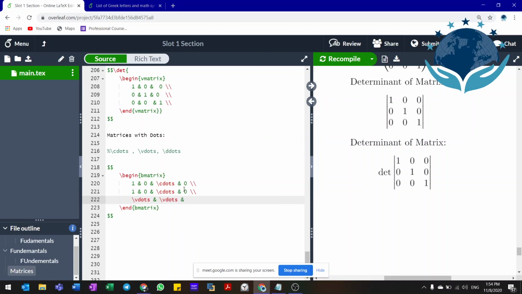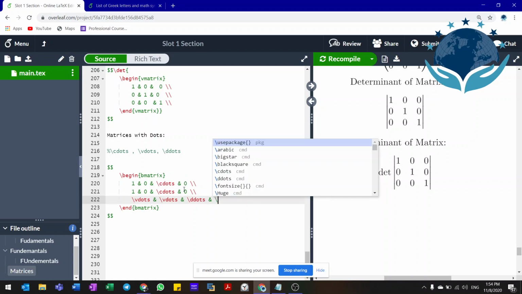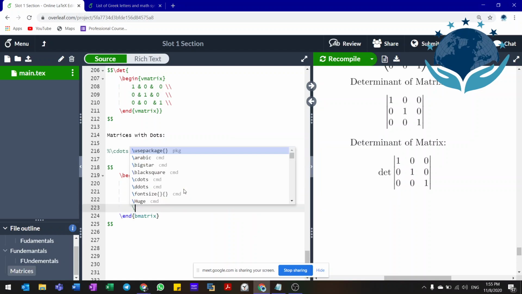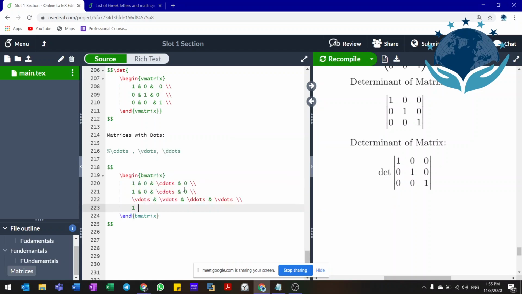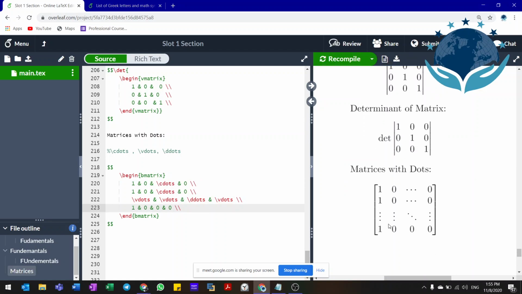And for representing it diagonally, we shall use some dots, the diagonal way. For that, we are going to use d dots. Ampersand. The last column again should be a vertical dot, so slash v dots. And the last line, let's say 1 ampersand 0 ampersand 0 ampersand 0. Mathematically, I'm not saying this is correct, I'm just giving an example. Now you can see here.